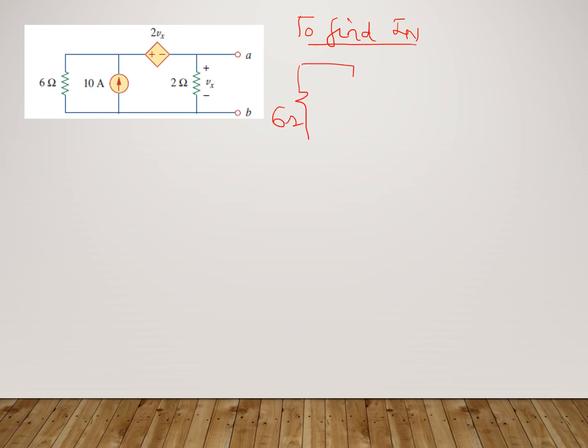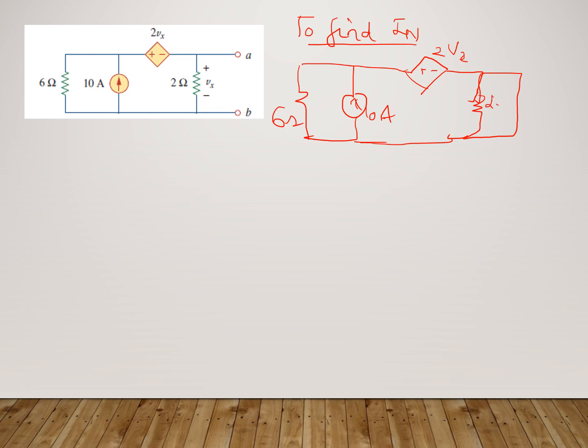This is 6 ohm, this is 10 ampere, and that is my 2Vx. This is when I'm short circuiting. What happens? I'll just show it like this, and then I'm short circuiting this terminal. Right now, when I'm short circuiting this, the 2 ohm also gets short circuited, or shorted out, or effectively Vx also becomes equal to 0. Now, if Vx becomes equal to 0, 2Vx also becomes 0.